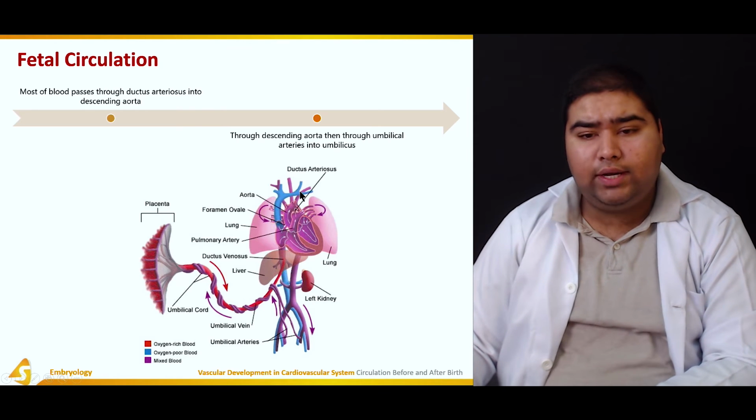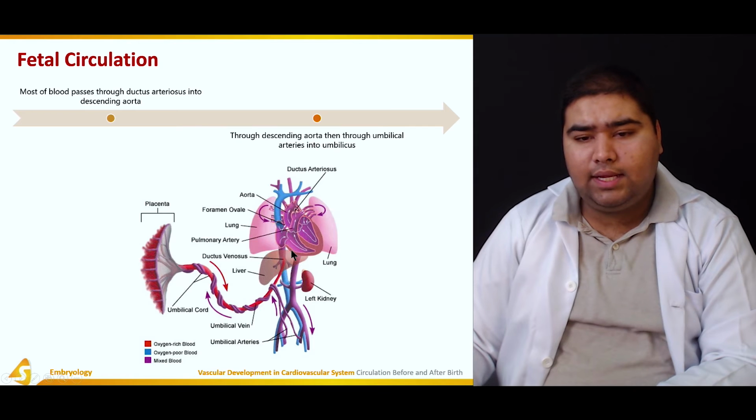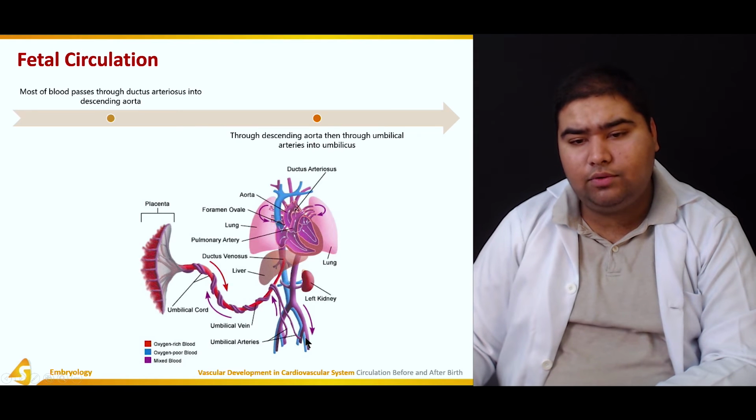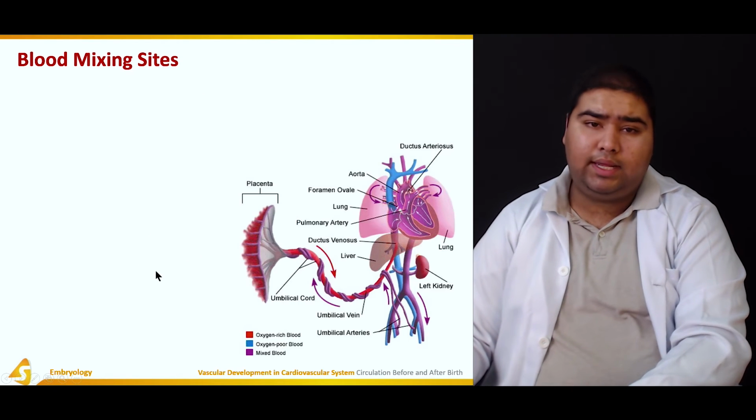Through the descending aorta, the blood now moves through the umbilical arteries to the umbilicus. Here the blood is going downward through the descending aorta, through the common iliac artery, into the umbilical arteries, and via the umbilical arteries to the mother, into the umbilicus.